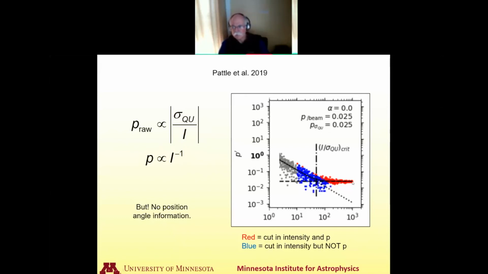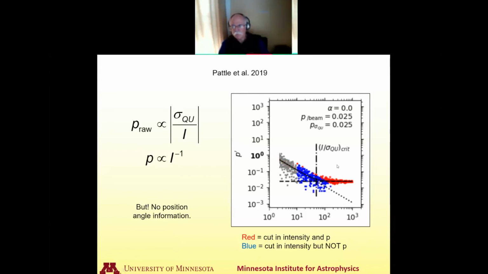This is a simulation she ran, where we have a constant 2.5% polarization, a constant error in Q and U, and no dependence on intensity. So at high signal to noise, you get 2.5%. But as soon as you go to low signal to noise, you automatically get P goes like 1 over I.